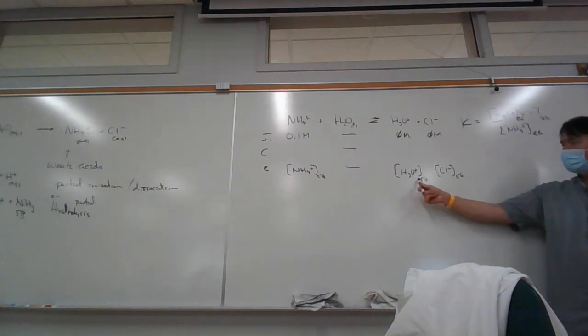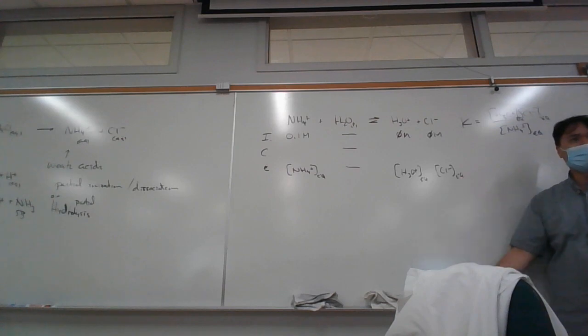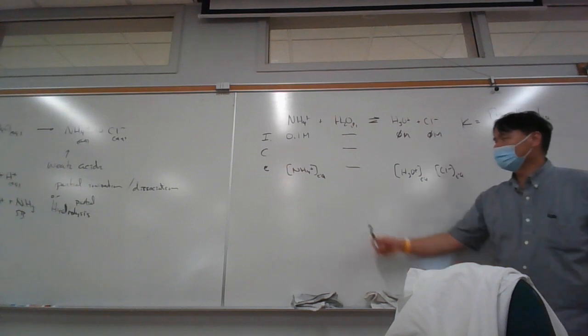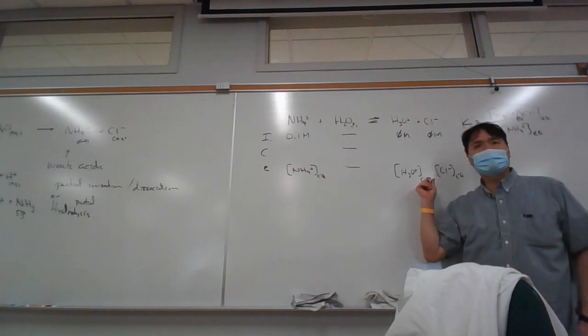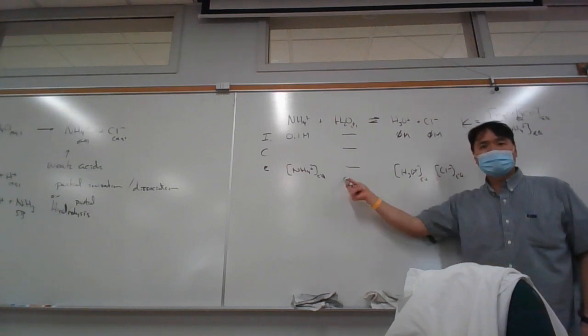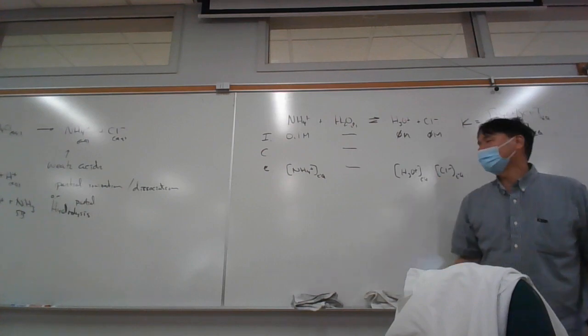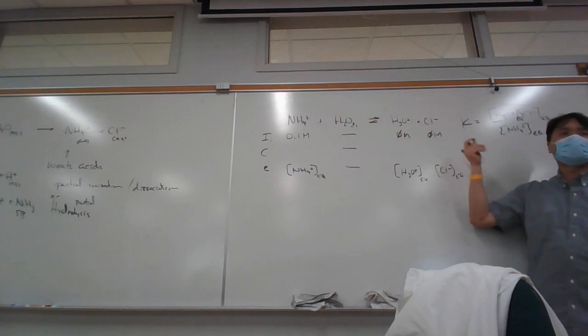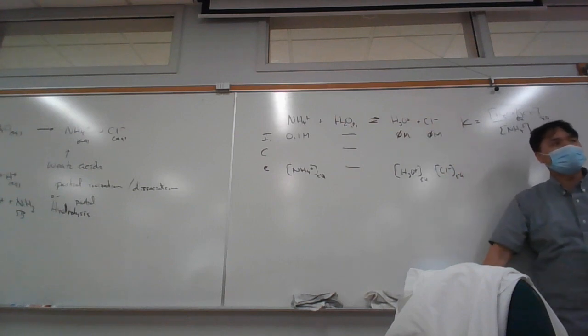We need to measure out how much hydronium and how much chloride we have at equilibrium. That's not so easy, actually. Well, actually, it's not so easy for ammonium, and it's not so easy for chloride. These two would be pretty hard to measure. I mean, we could try precipitating out the chloride. If we tried precipitating out the chloride with what? What would precipitate out chloride?